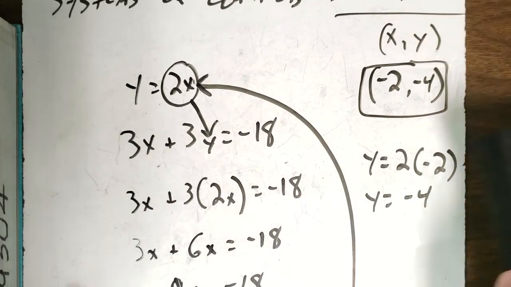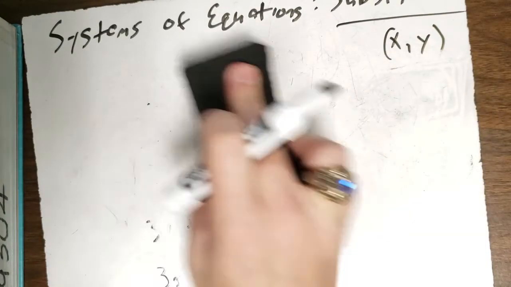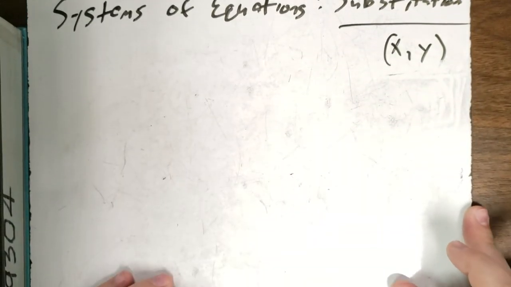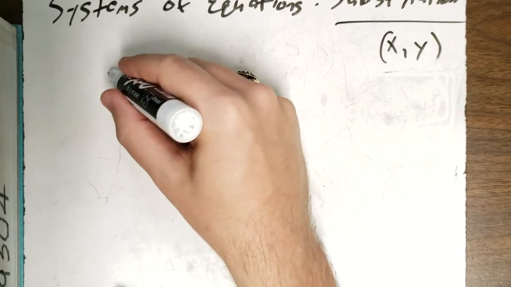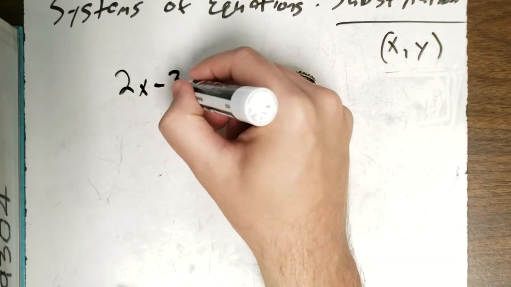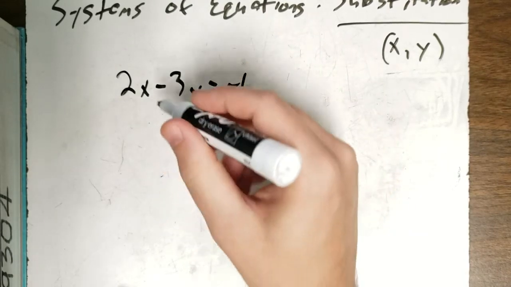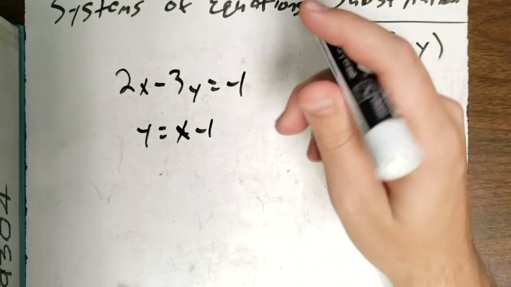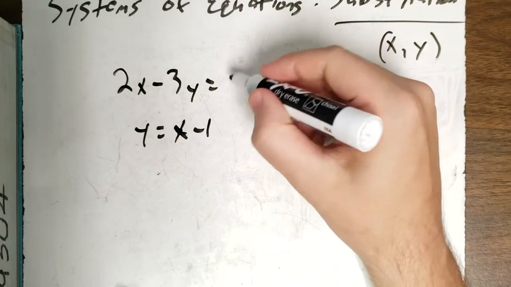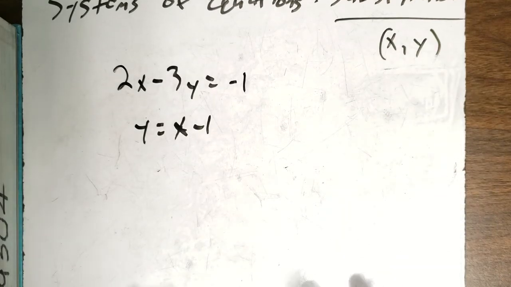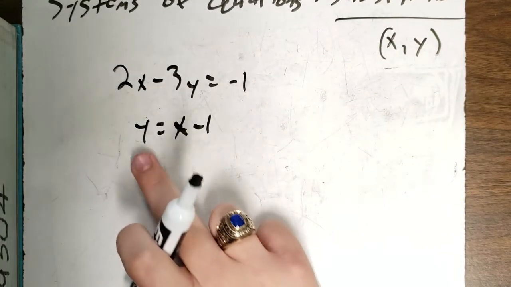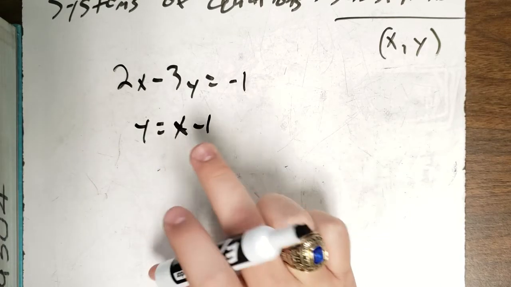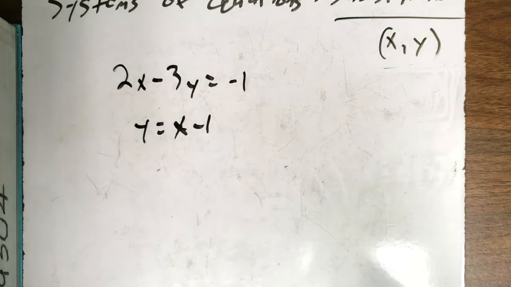Let's do another one. 2x minus 3y equals negative 1. y equals x minus 1. Okay, so now we add a few more elements to it, right? Now, we still have our y by itself here, but instead of it being like a 2x or a 5x or whatever, now it's x minus 1. So we can still use substitution for this.